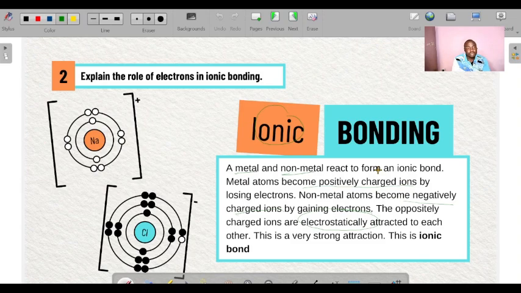So, in simple terms, ionic bonding is just a force of attraction that exists between a cation and an anion. In fact, we refer to it as the electrostatic force of attraction because it's between charged particles. It's also important to note that it is a very strong force of attraction, bearing in mind you're bringing together particles that are oppositely charged.